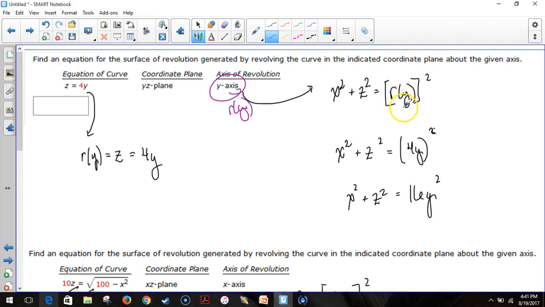So I need the generating curve to be something equal to something else with y. So it's already good to go because it's z equal to 4y. So that is R of y. All I need to do is plug it in and square it, and I have x squared plus z squared equal to 16y squared.